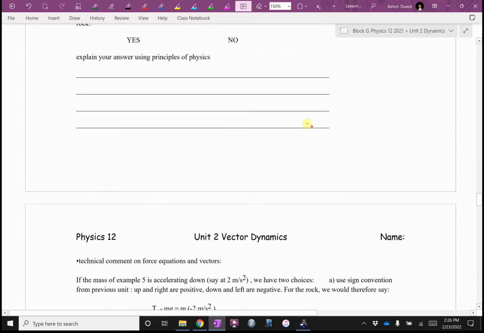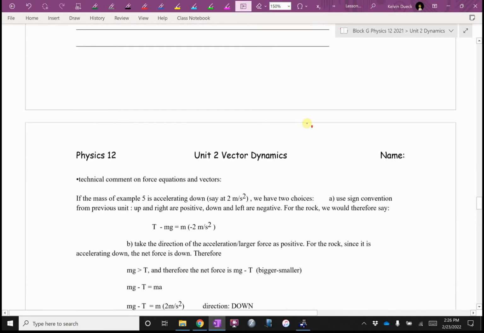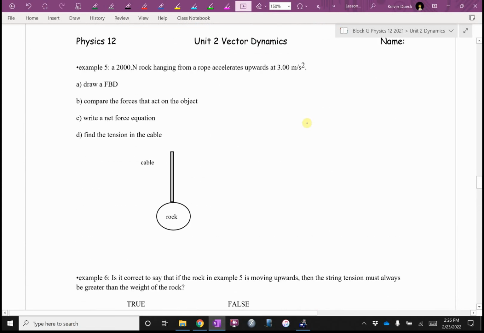Example 5. A 2,000 newton rock hanging from a rope accelerates upwards at 3 meters per second squared. A says, Mason, what does A want me to do? Free body diagram. I'm going to do it right here.